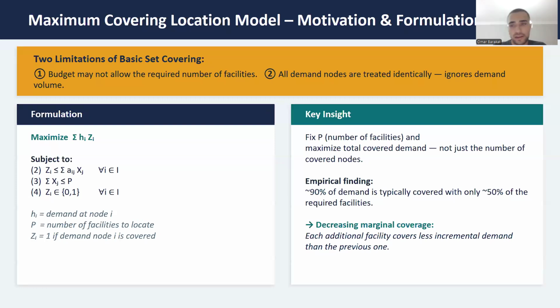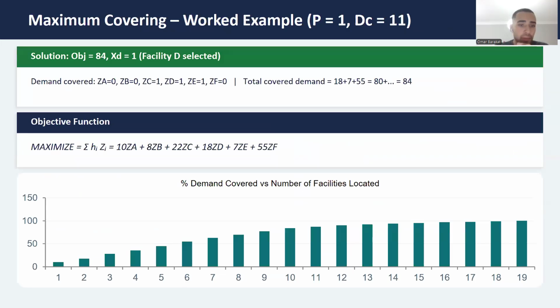The key insight, and this is worth pausing on, is diminishing marginal coverage. In the worked example, the bar chart shows that roughly 90% of demand gets covered when you locate about 50% of the required facilities. The last few facilities cover very little incremental demand. This is exactly where budget constrained decision makers should focus. Find that elbow point in the curve.